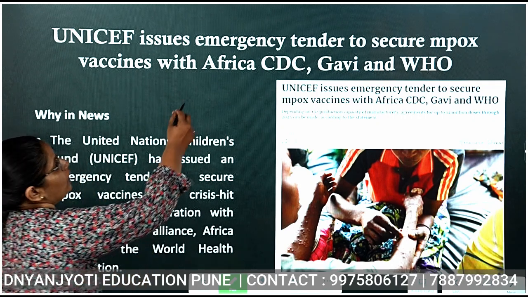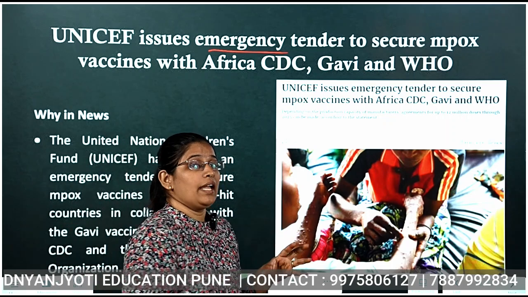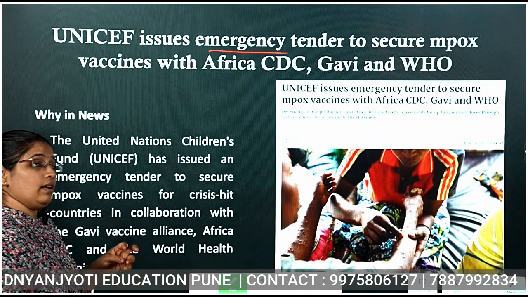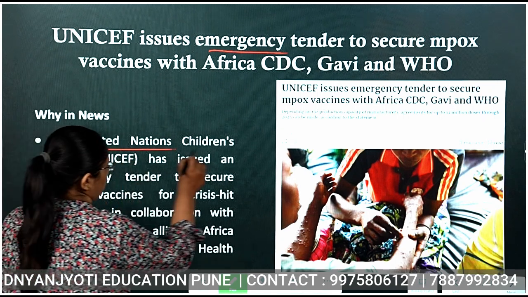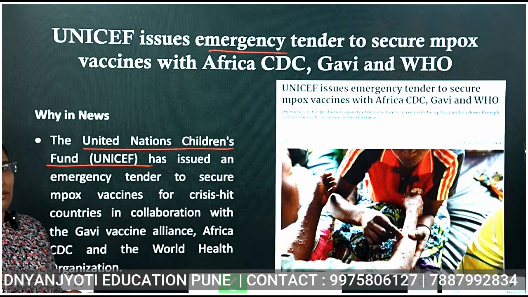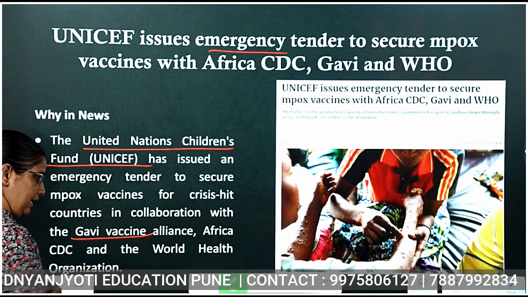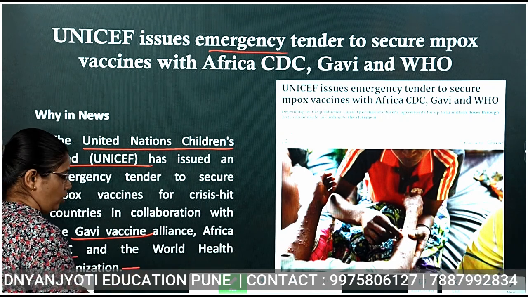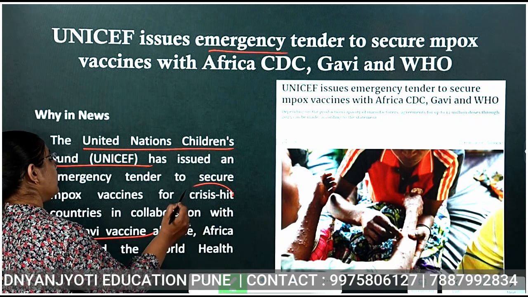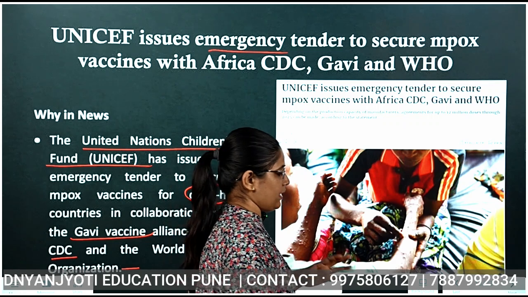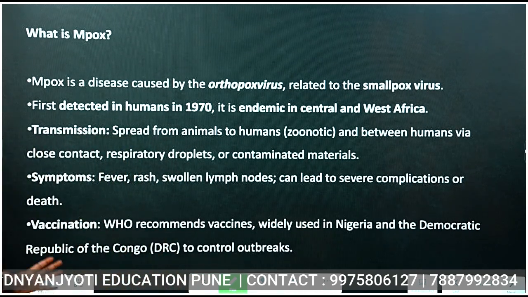UNICEF recently has issued an emergency tender to secure Mpox vaccines with Africa CDC, Gavi and WHO institutions. Now, we have to understand the context of this news. The context is that UNICEF, that is the United Nations Children's Fund, recently issued an emergency tender. This institution aims to tender the vaccines in collaboration with the Gavi Vaccine Alliance. After that, the CDC and World Health Organization, all these institutions are seeking to provide emergency vaccines in the crisis-hit countries. Wherever there is a need, a requirement of these Mpox vaccines, the vaccines will be provided by UNICEF to the children. Now, firstly, we have to understand what exactly Mpox is.